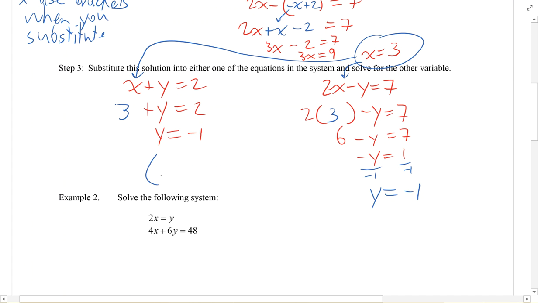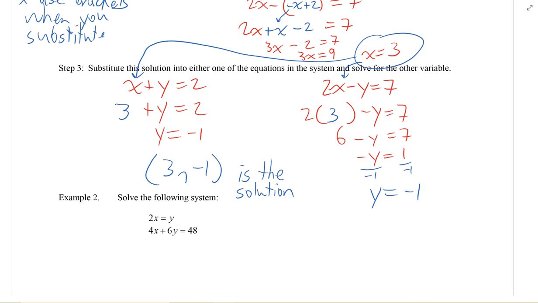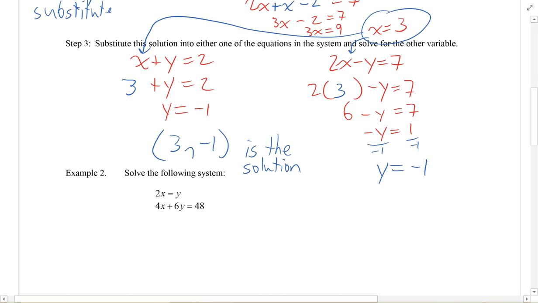The solution is x value 3, y value -1, in brackets. So that is the solution. Okay. Any questions? If you do your substitution rule properly and your distribution law properly, you can't get these wrong. Okay. So next one, example number 2.